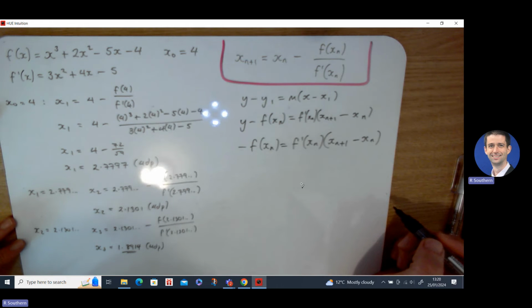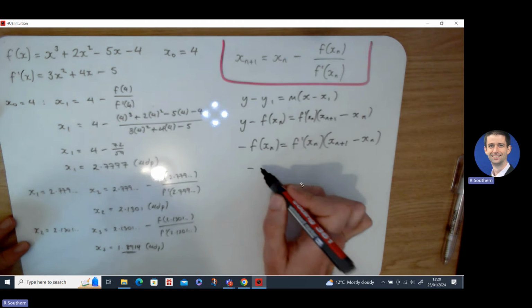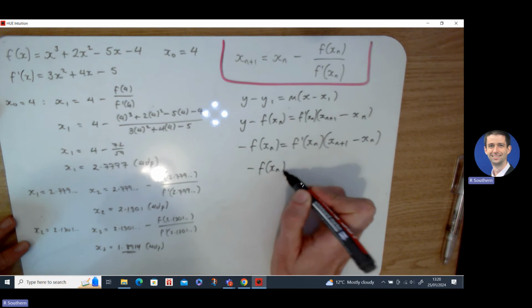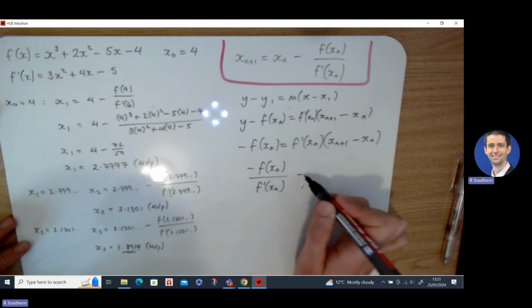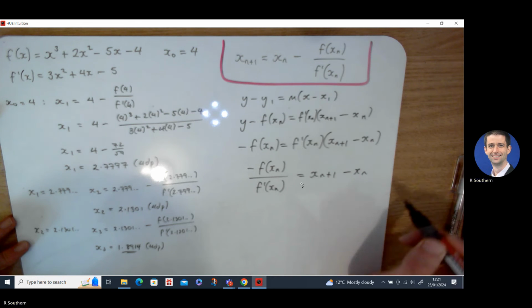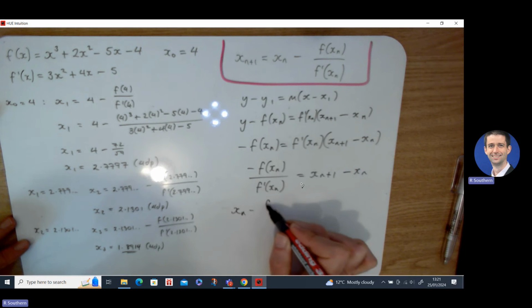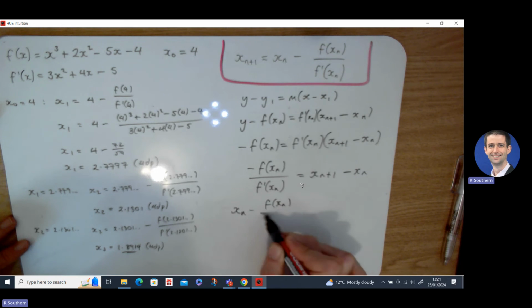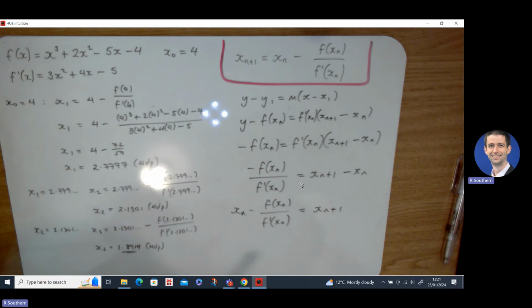And if I rearrange that, I end up with this formula. So if I start by dividing by f dash xn, I get f of xn over f dash xn is equal to xn plus 1 minus xn. And if I add the xn over, I get xn minus f of xn over f dash of xn equals xn plus 1. There we go.